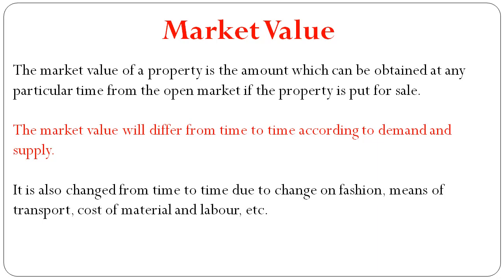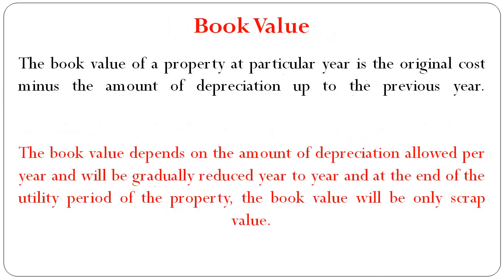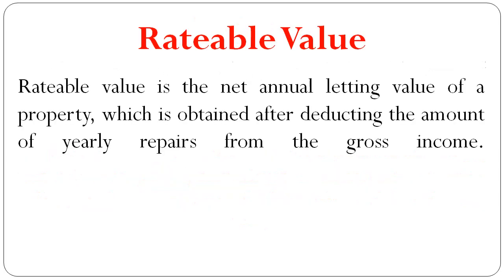The book value of a property at a particular year is the original cost minus the amount of depreciation up to the previous year. The book value depends on the amount of depreciation allowed per year and will be gradually reduced year to year, and at the end of the utility period of the property, the book value will be only scrap value. Rateable value is the net annual letting value of a property, which is obtained after deducting the amount of yearly repairs from the gross income.